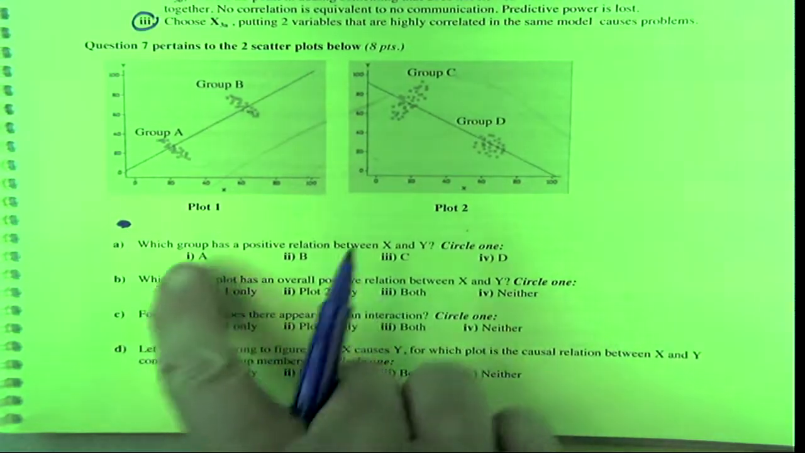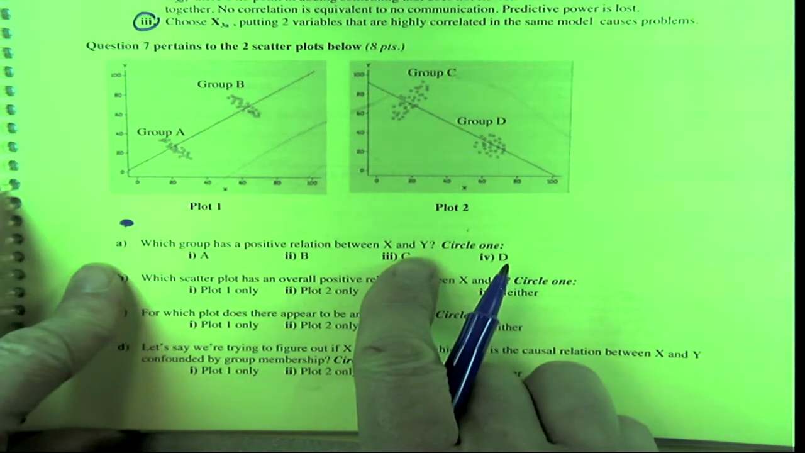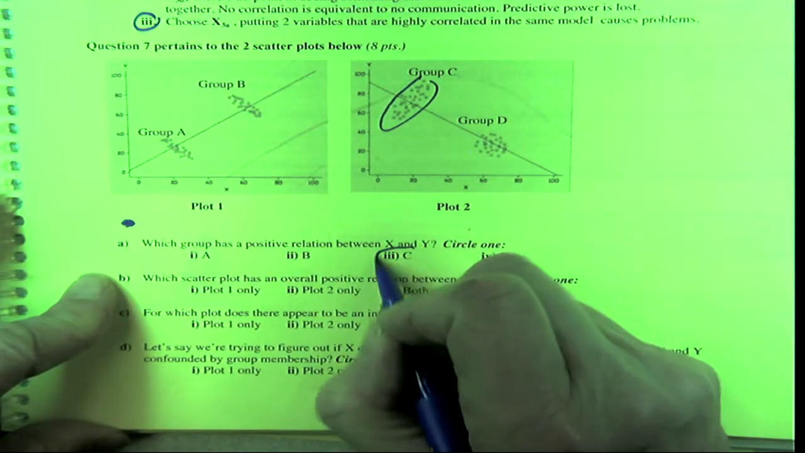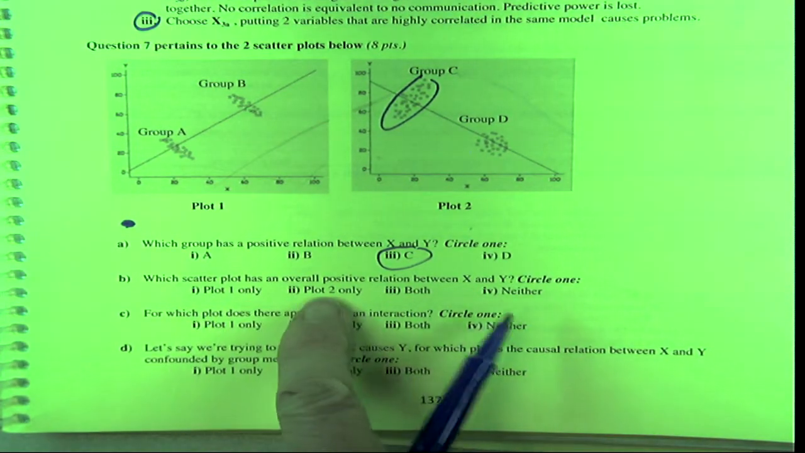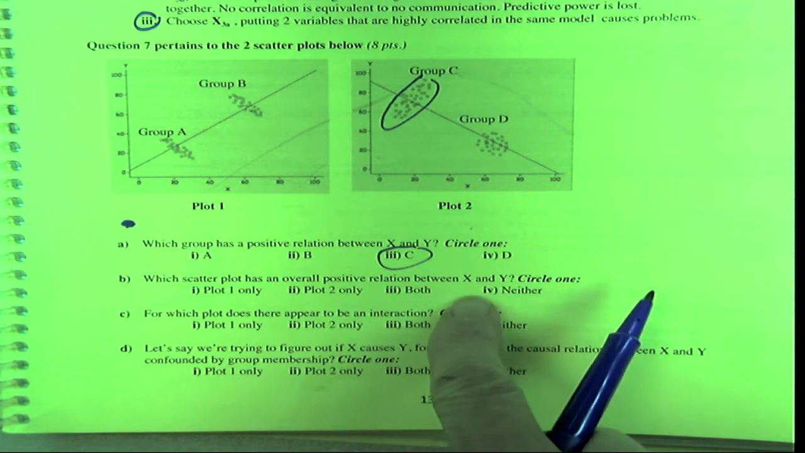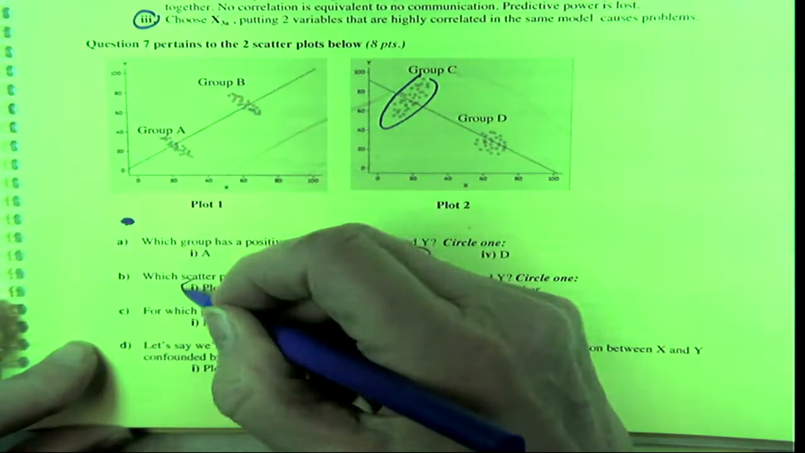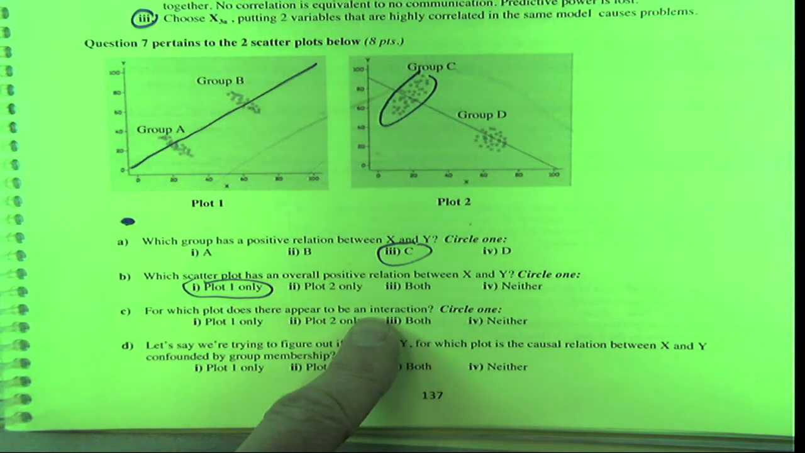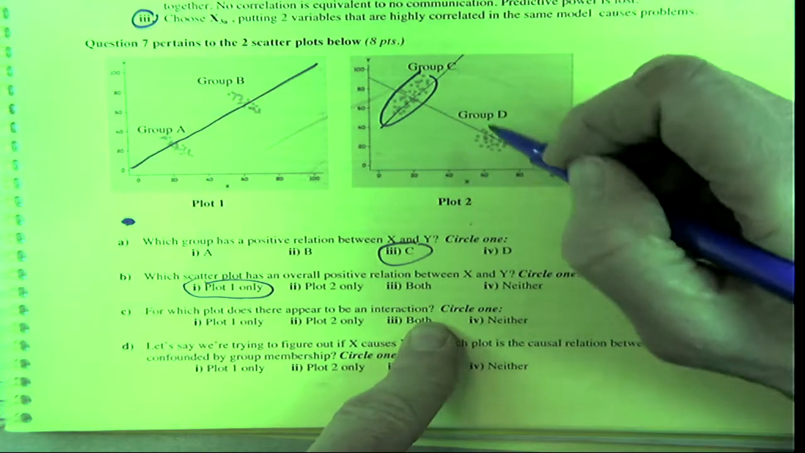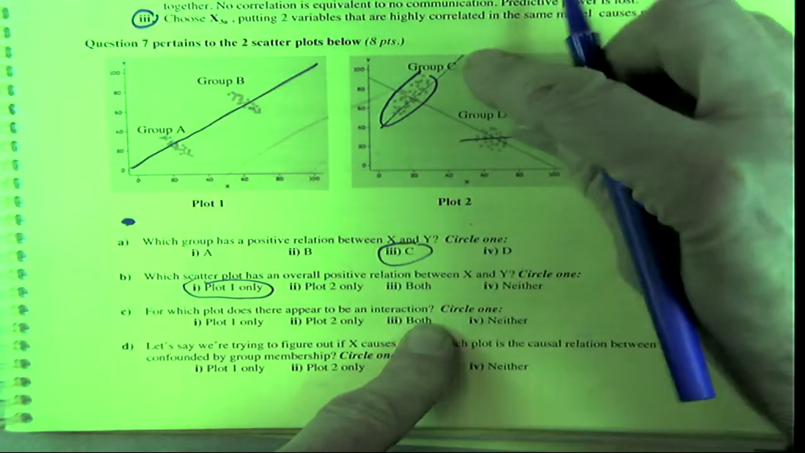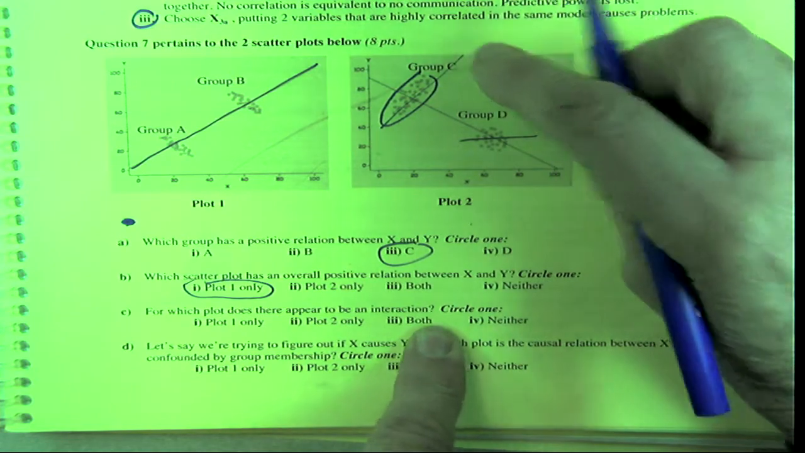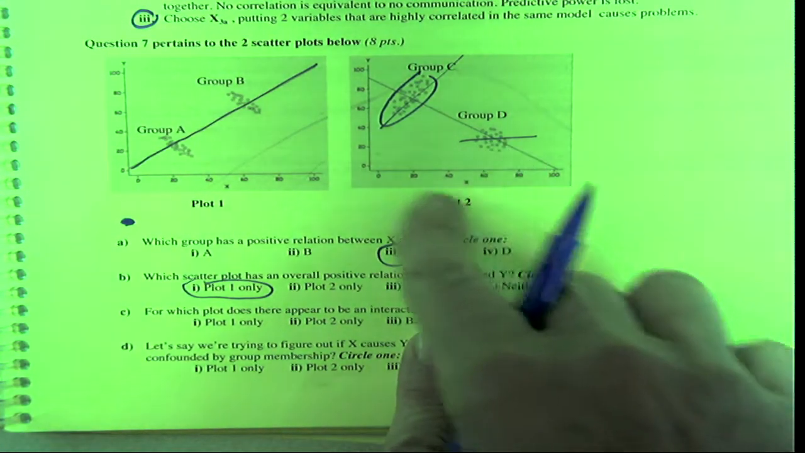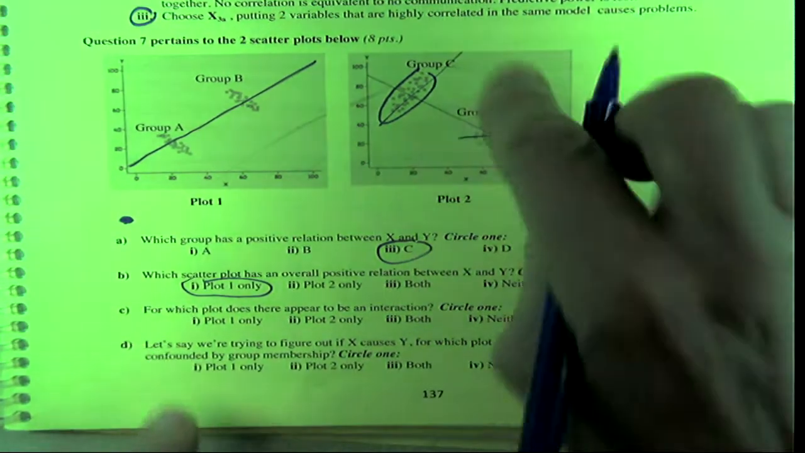Where are we going? All right, which group has a positive relationship with x and y? This is the only one that's positive. So that's group C. Which scatter plot has an overall positive relationship? Well, that's plot 1. For which plot does there appear to be an interaction? This has a slope going this way. The slopes are different for the two groups. There's an interaction between group membership and your x variable. You'd have to include this x times group membership, so this one.